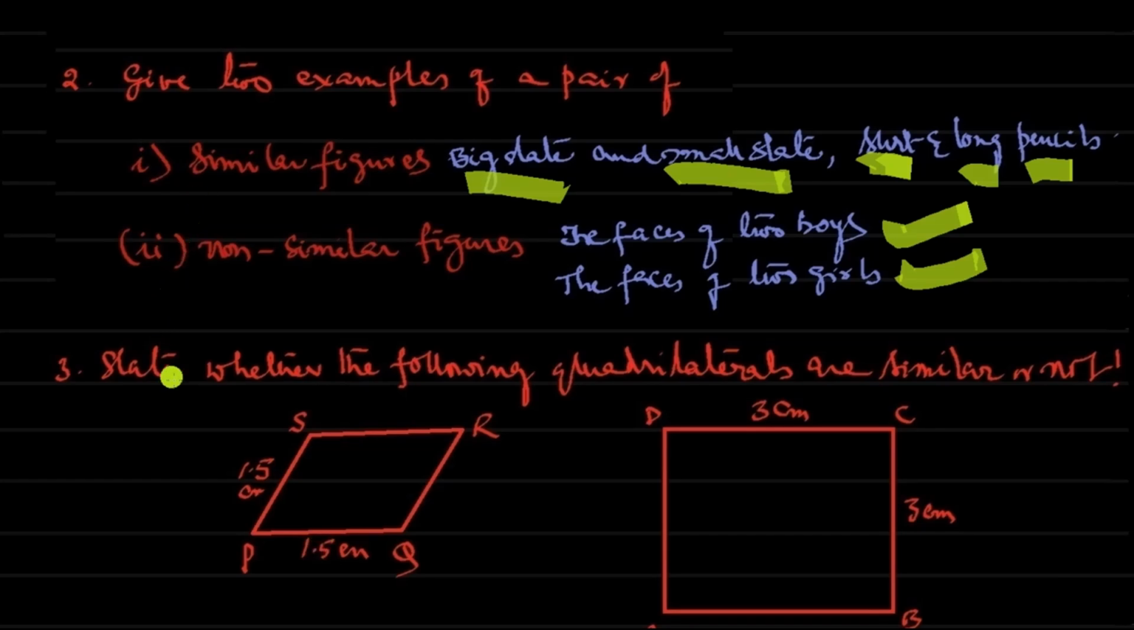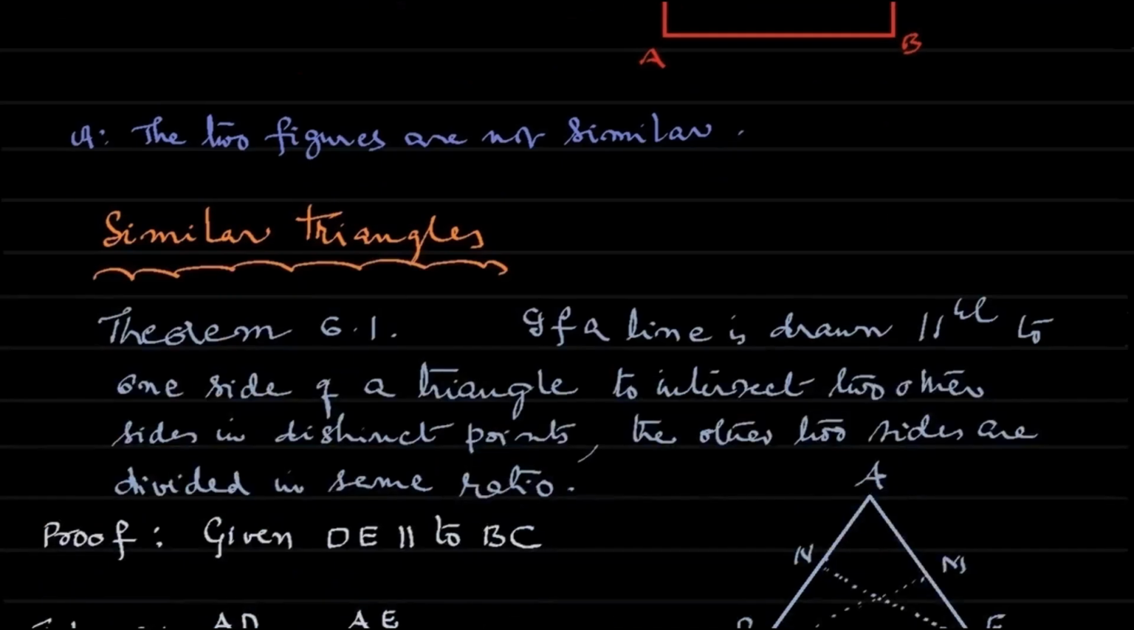State whether the following quadrilaterals are similar or not. This one, this one. How are they similar? This is not similar to this. No, they are not similar. Let me see the answer. The two figures are not similar is the answer. Okay.